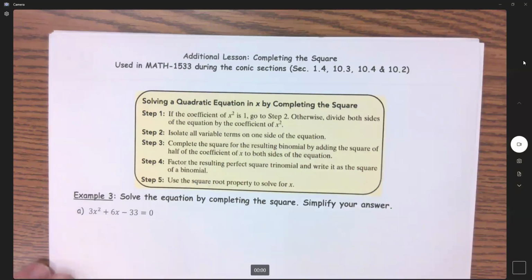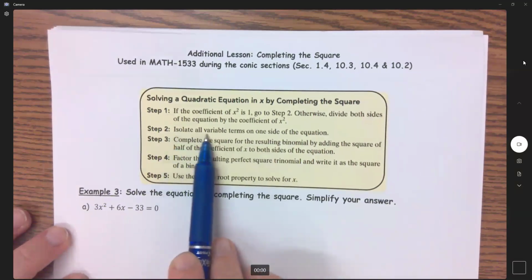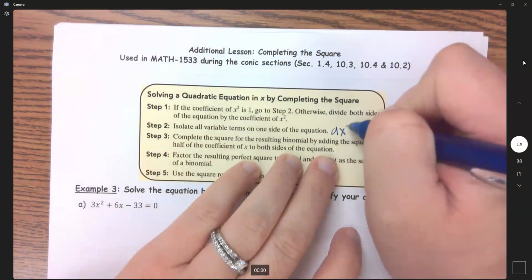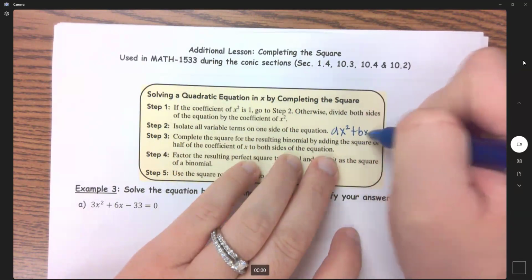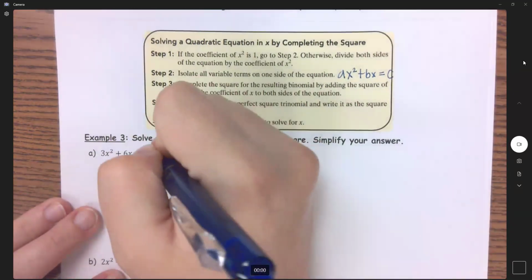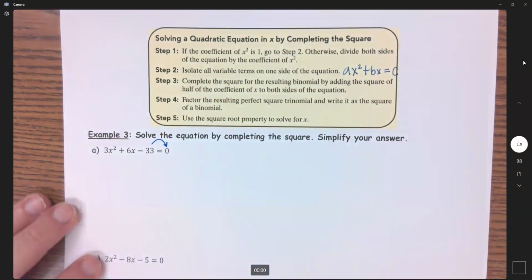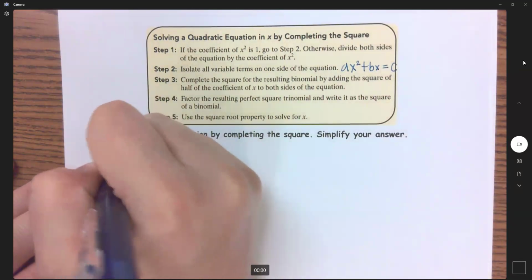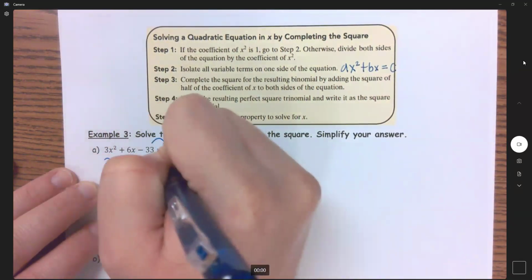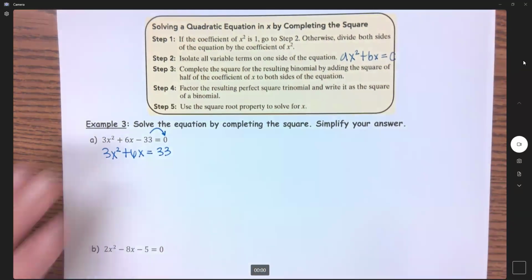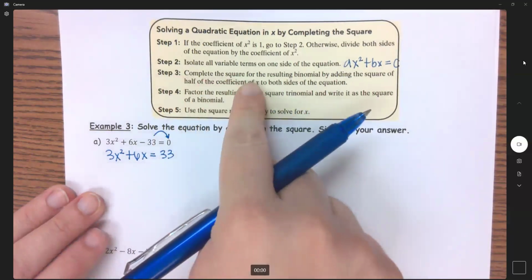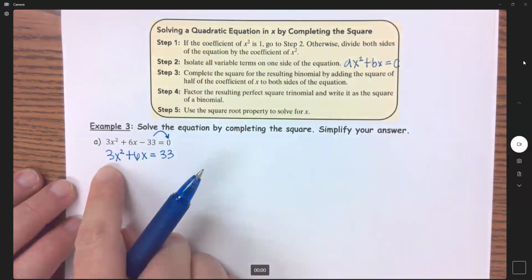So here's what we're going to do. We still want to isolate all terms to one side. So now I need ax squared plus bx equals c. You can see here what I need to do is move that over. So I have 3x squared plus 6x equals 33. Now, before I go on to this step here, I need to pull that number out.